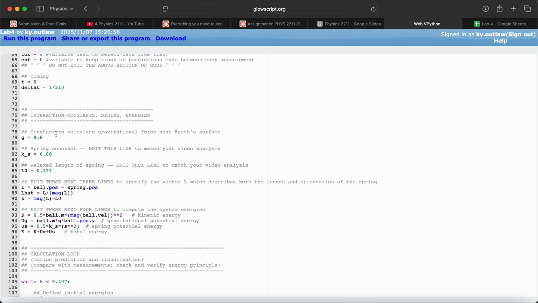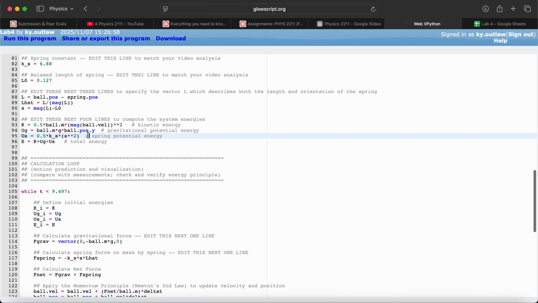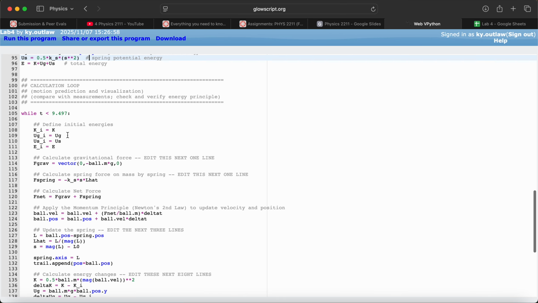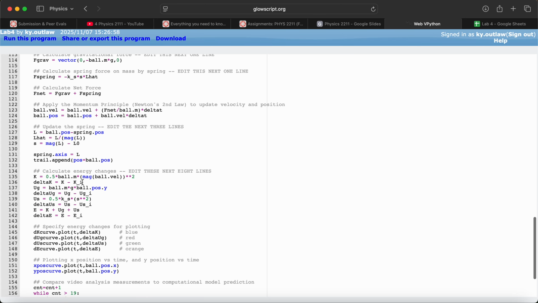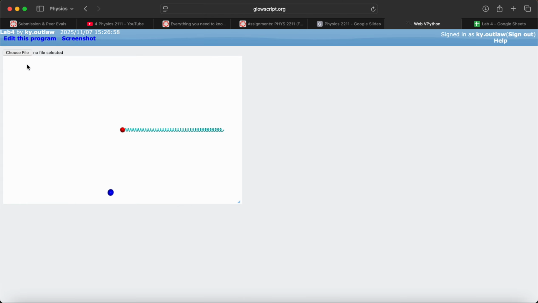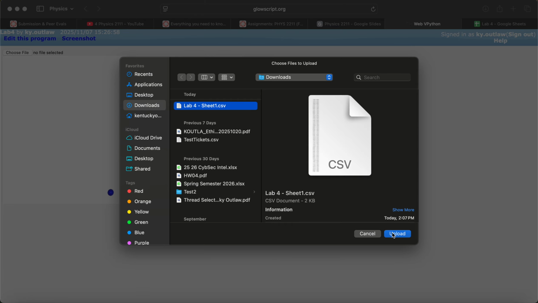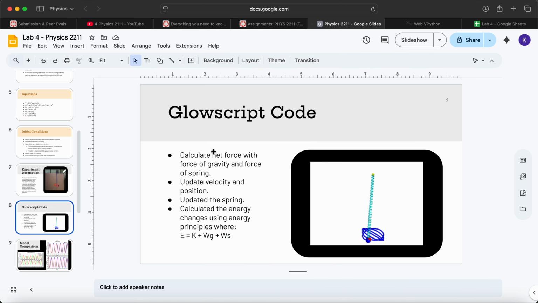So here are our constants, here's our initial spring, and here are our initial energies, and then we'd update our forces, apply the momentum principle, and then update our spring and calculate our changes in energy. And when we do that, we are able to see this, and we'll go look at these graphs now.